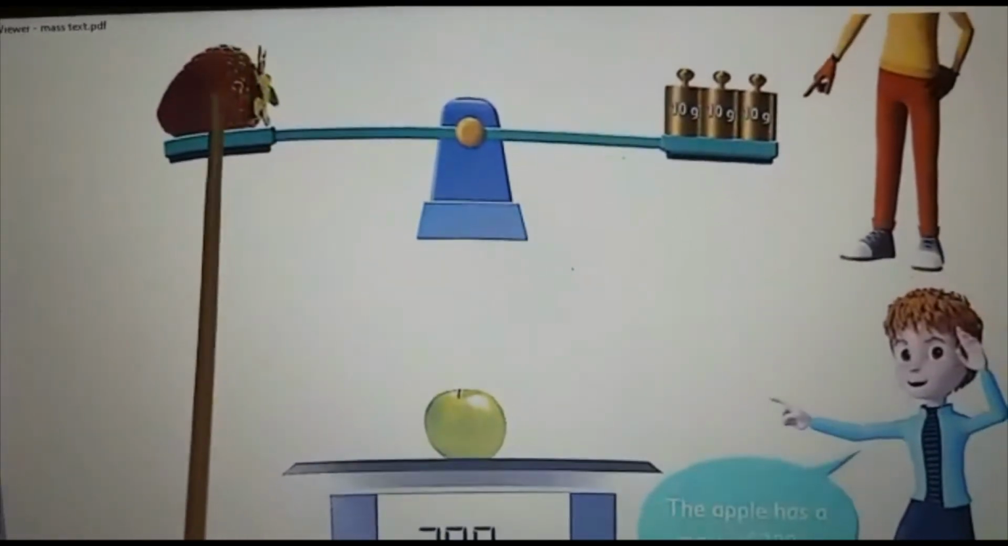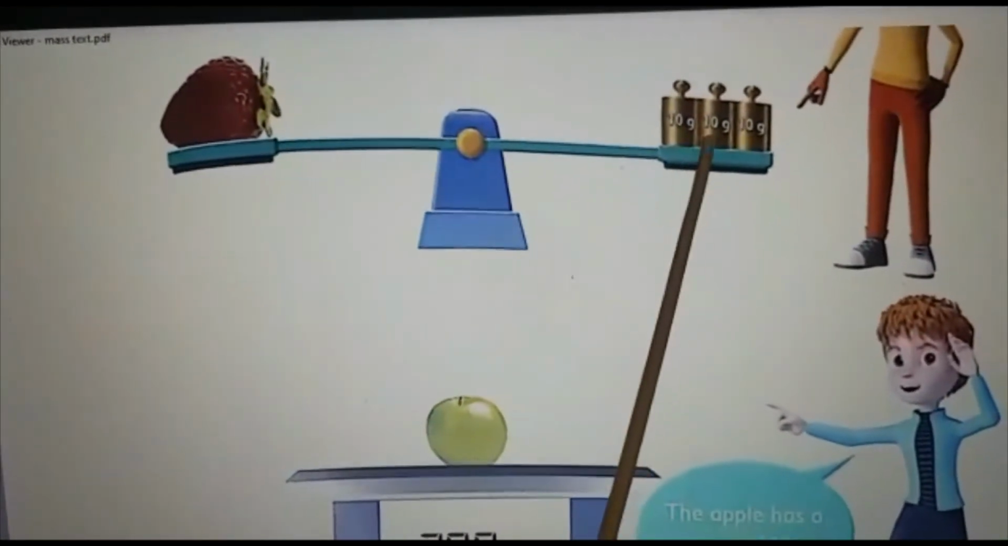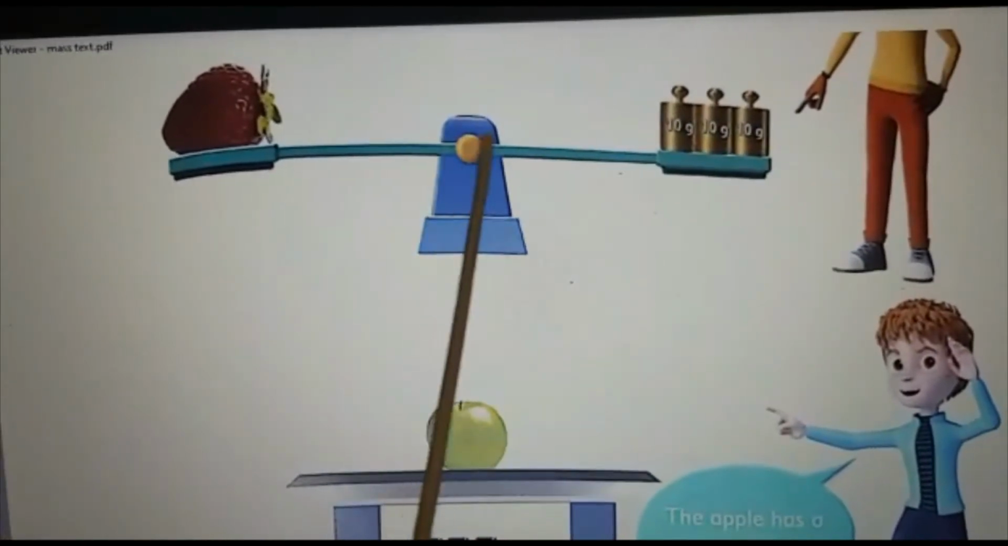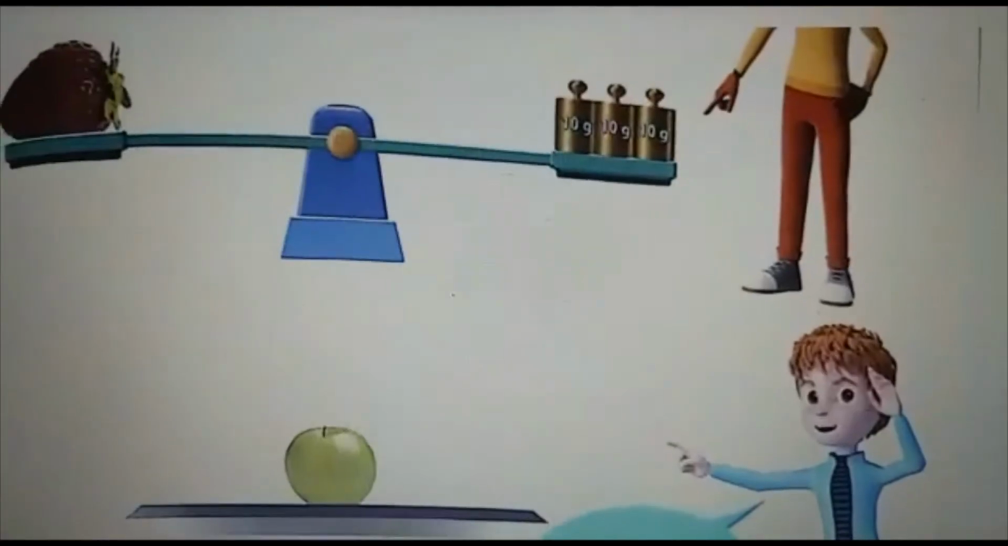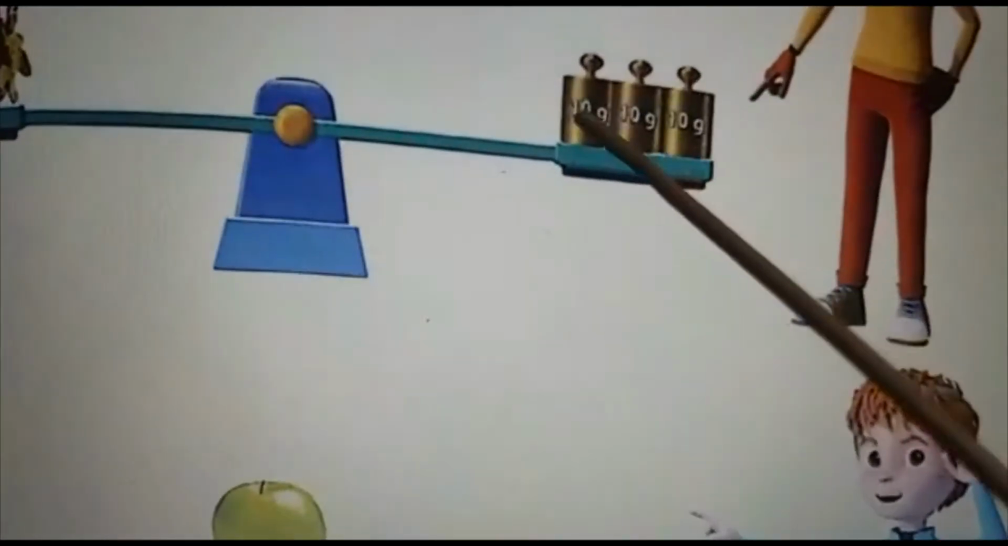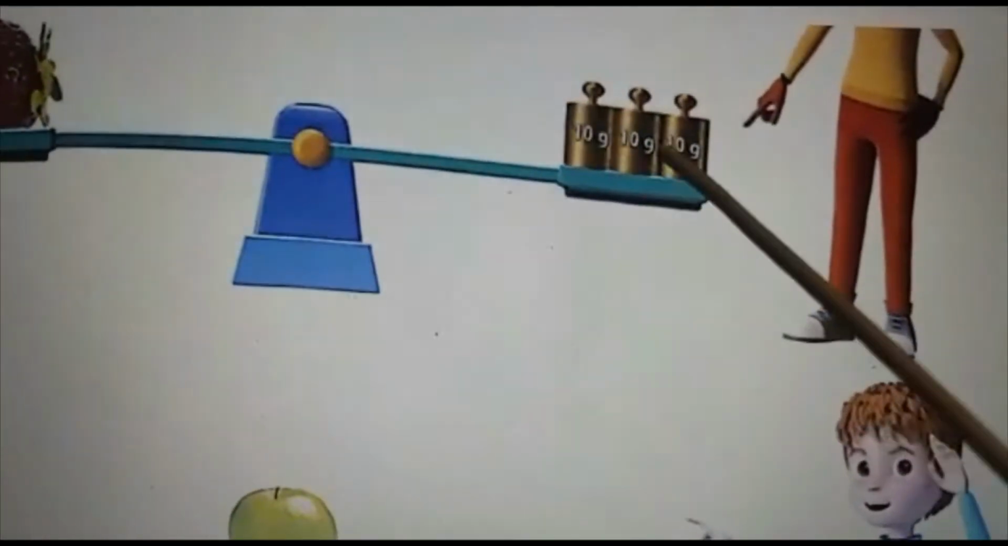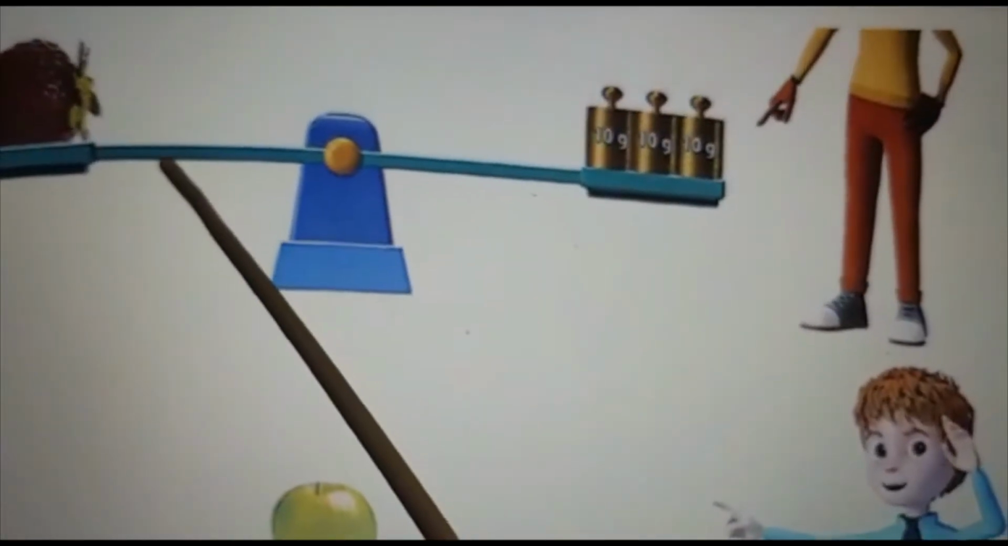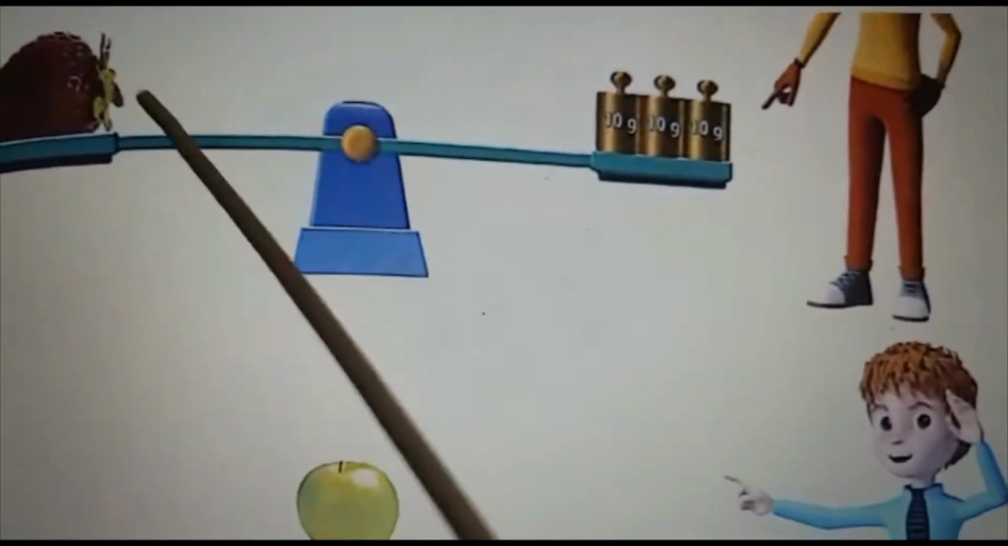It's a small fruit, is it? And here you can see some balance. This balance we have kept some weights here. And what is this weight? Look here, it is gram. Everything is gram. So how many gram is the weight of this strawberry? What is the weight or mass of this strawberry?